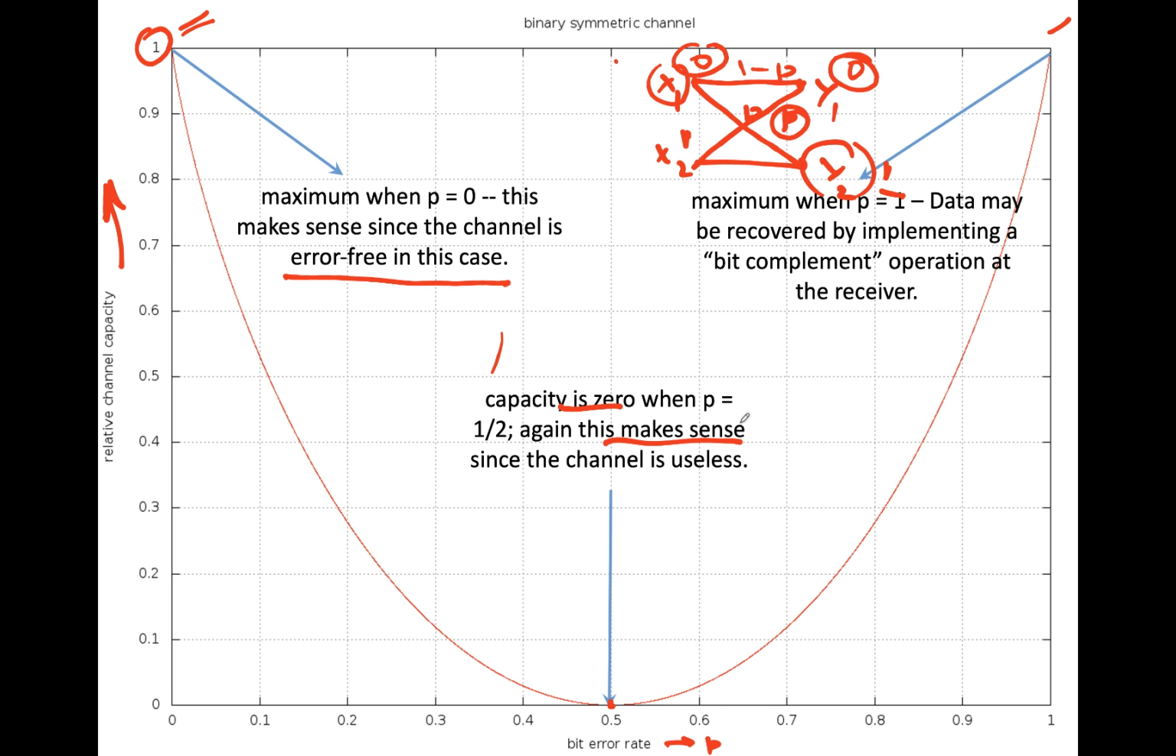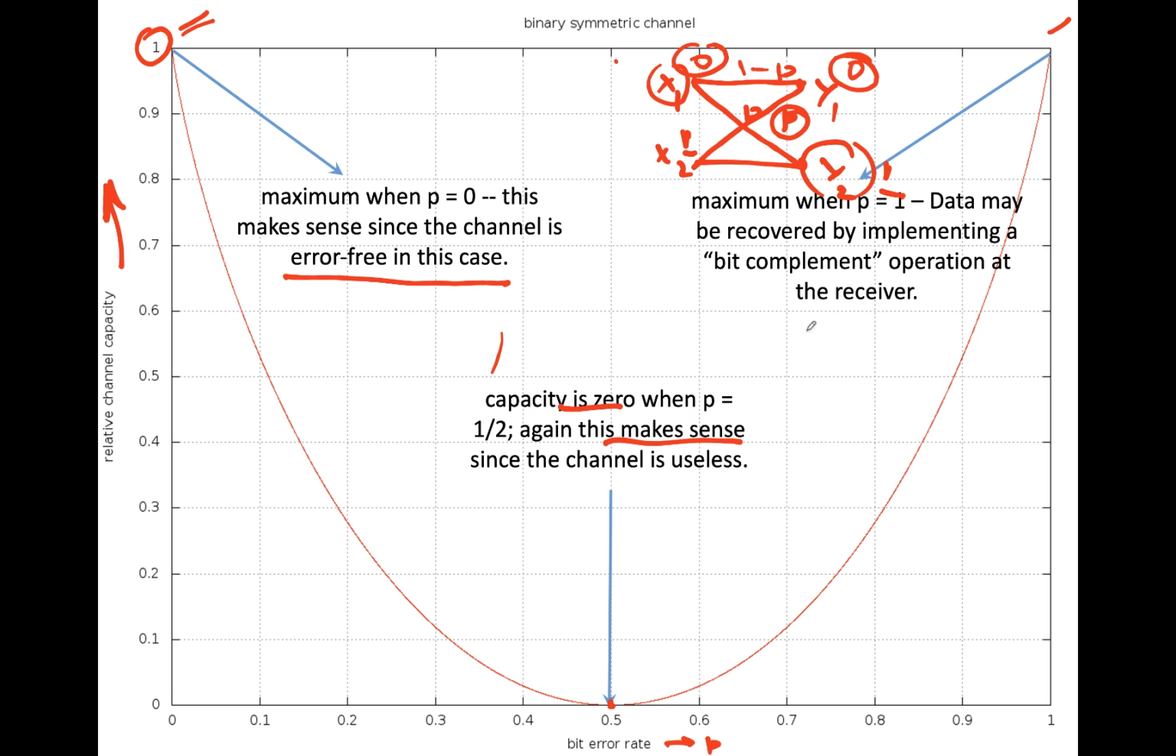Again, when p equal to 1, then the channel behaves as a complement channel. So when your p is 1, it means that when you are sending a 0, with 100% probability that will be flipped to 1. When you are sending a 1, with 100% probability that will be flipped to 0.